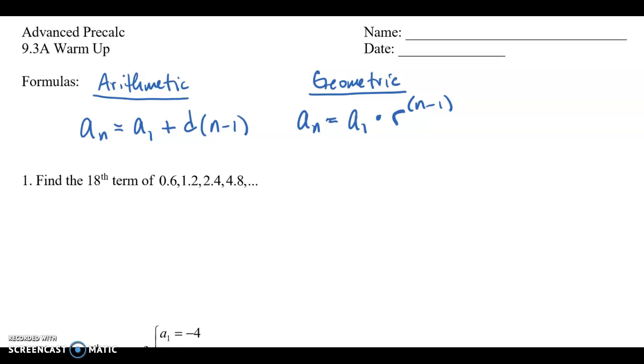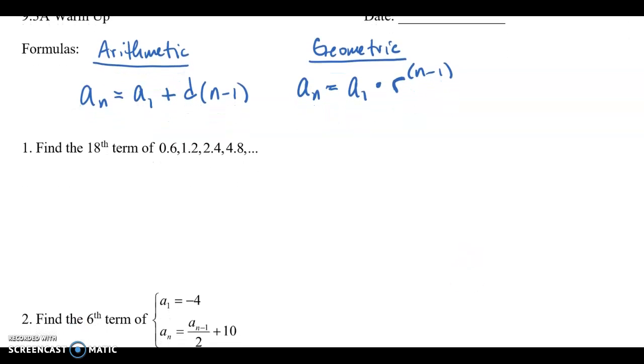So let's look at number 1. It says find the 18th term of this pattern: 0.6, 1.2, 2.4, 4.8. I would hope that after a quick inspection, this is clearly geometric to you, and the r value is kind of obviously 2. But remember, if you can't do it in your head, you just take any term divided by the previous. So go calculate: what's 2.4 divided by 1.2? Oh, that's 2. All right, so I know the r value.